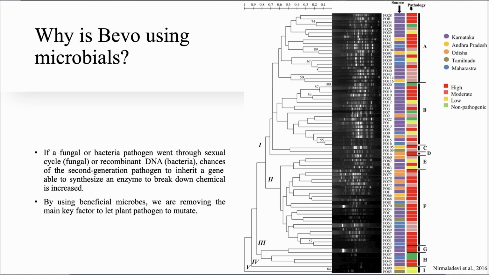One good example that I took from Nimala Devi et al. 2016, a study focused on just one particular area in India, Karnataka, and the pathology, from the high virulence to the non-pathogenic. The red color means that it is virulent, meaning it can attack. This study is on Fusarium oxysporum, to be specific. If you look at the purple color and count how many of those red colors there are, a lot, just at a single location. And when we look at the gel electrophoresis by the gene itself, they are all different. Most of them are different. So why is BEVO doing it? It is to prevent this from happening.